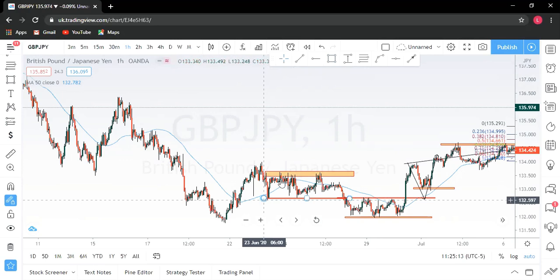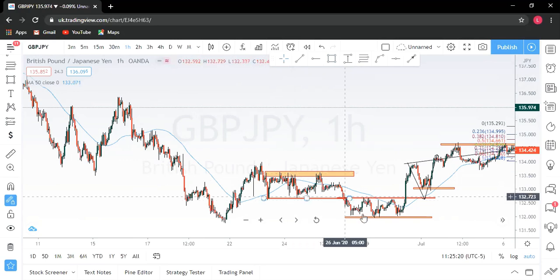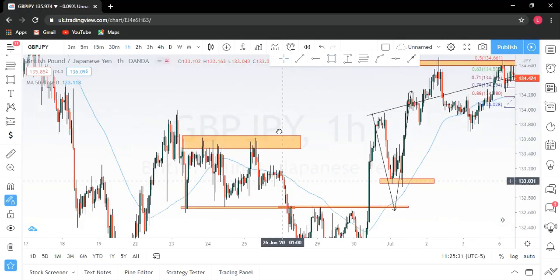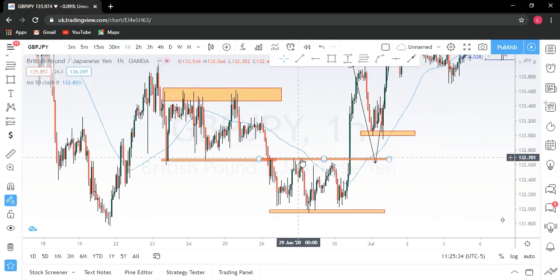They bought here, sold again, bought, sold. So now they broke it. Can you see when they broke it, what did they come back to? They came back to retest it, then started ranging again to form another support and resistance. Can you see how the market actually works? They broke it there, then came back for a retest. See the retest. Then they went down again.